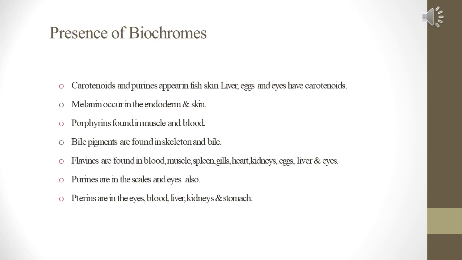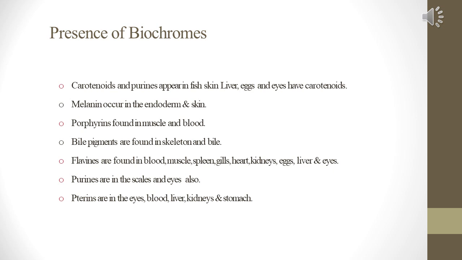Now let us study which biochrome is present in which organ of the body. Let's start with the carotenoids and purines. Mostly the carotenoids and purines appear in the skin of fishes, their liver, eggs, and eyes. The second biochrome is the melanin. Melanin pigment is mostly present in the endoderm and skin of the fishes. Porphyrins are found in the muscles and blood.